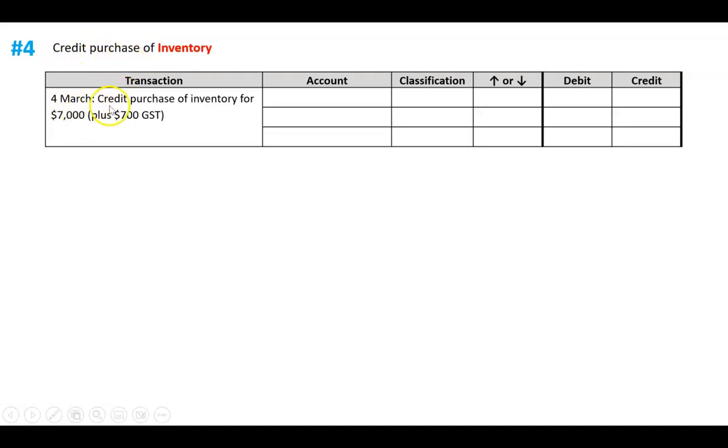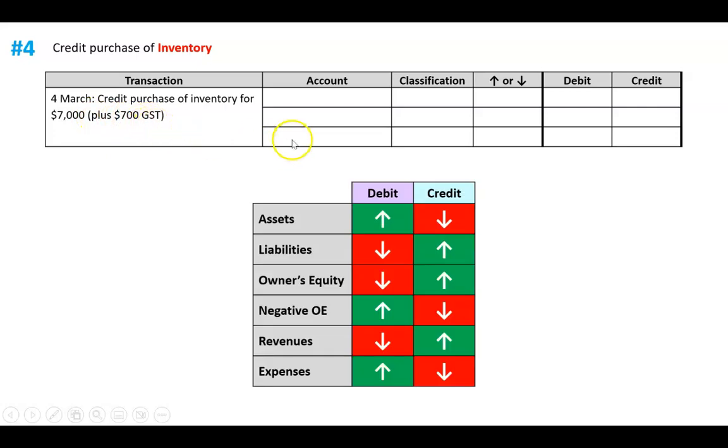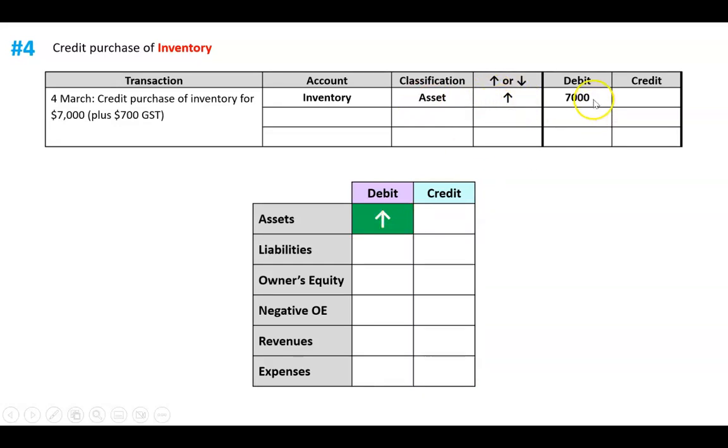So we got the 4th of March, credit purchase of inventory for $7,000 plus GST. First thing I've got is inventory. Inventory is an asset, and I've got more of it, so it's going up. So that would be a debit of $7,000.